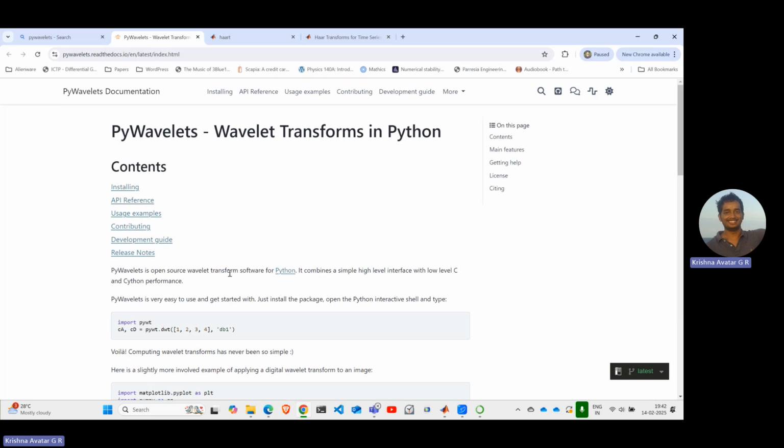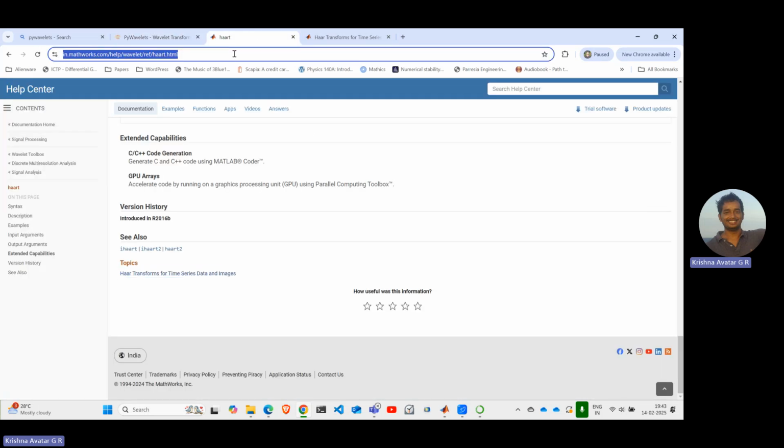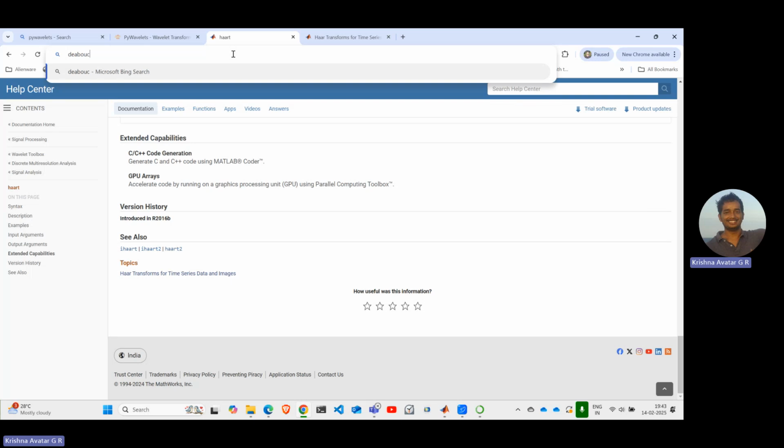It's an open source wavelet transform software for Python, and it combines a simple high-level interface with low-level C and Python performance. The way you would use it is that PyWavelets is very easy to use and get started with. As you see, we can just import pywt. So pywt is the package, and you recall that the Haar wavelet is a special case of Daubechies wavelets. Now, let's take a look at what they mean, right? So, what are Daubechies wavelets?